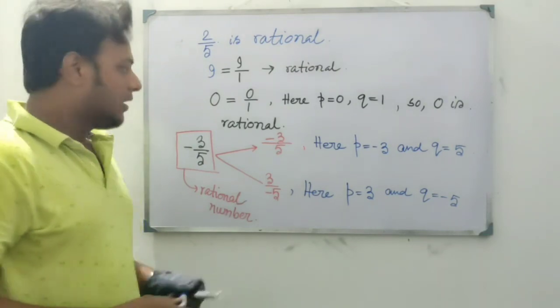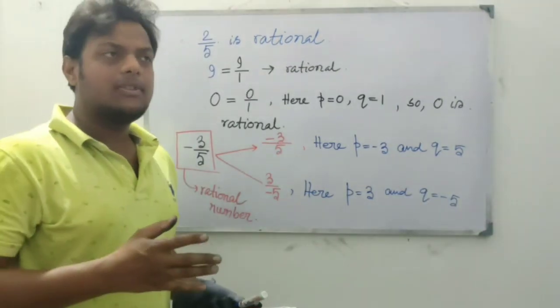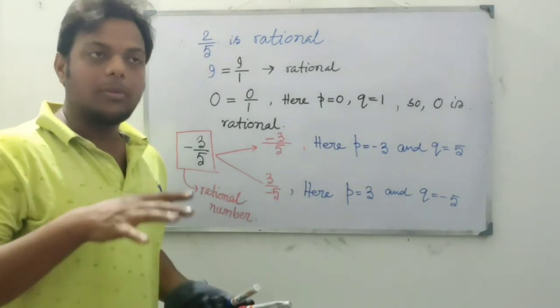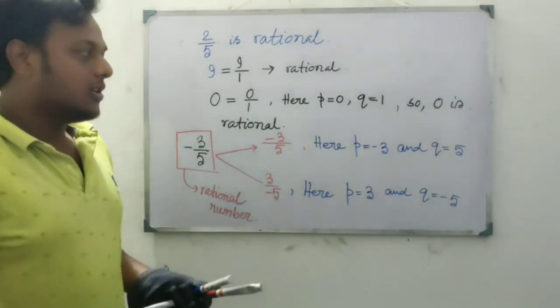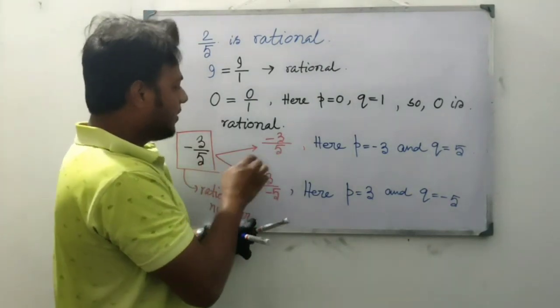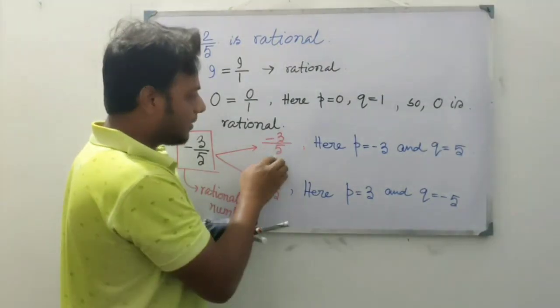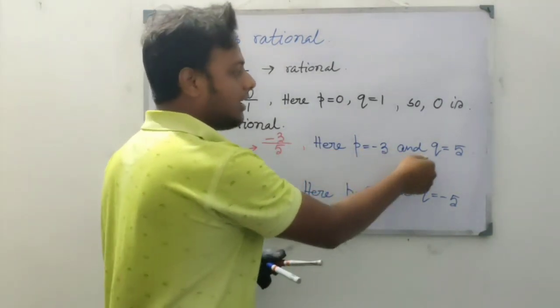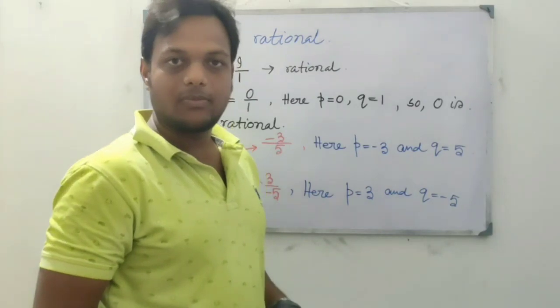Okay, now in your mind you have that q not equals to 0 condition, and on the basis of this condition, suppose two students are there. One student expressed minus 3 by 5 into this form, that is minus 3 by 5, then his answer will come p is minus 3 and q is 5.